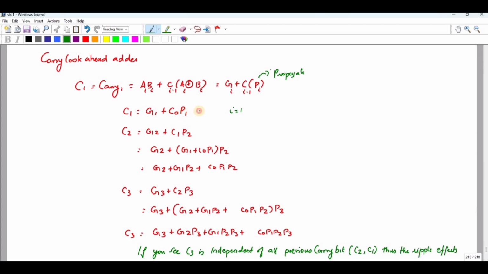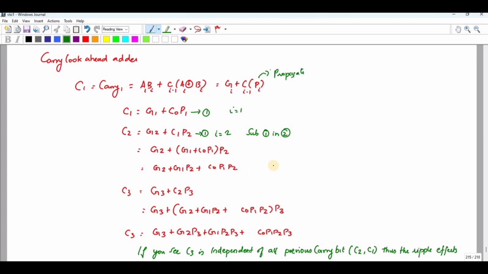Next, if I substitute i equal to 2, I will get C2 is equal to G2 plus C1 P2. Substituting the first equation in the second equation, I will get C2 is equal to G2 plus G1 P2 plus C0 P1 P2. So you can see I have eliminated C1 here.